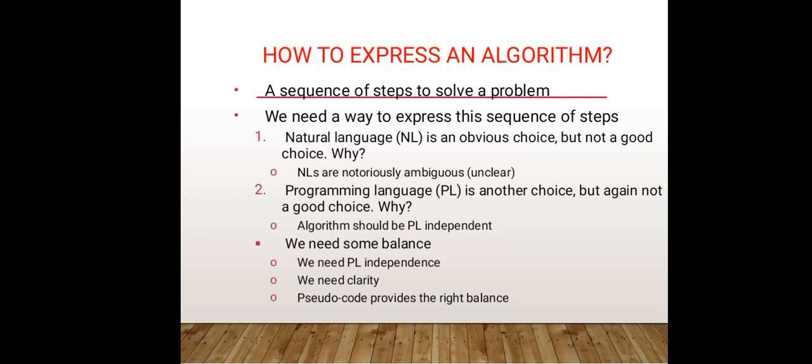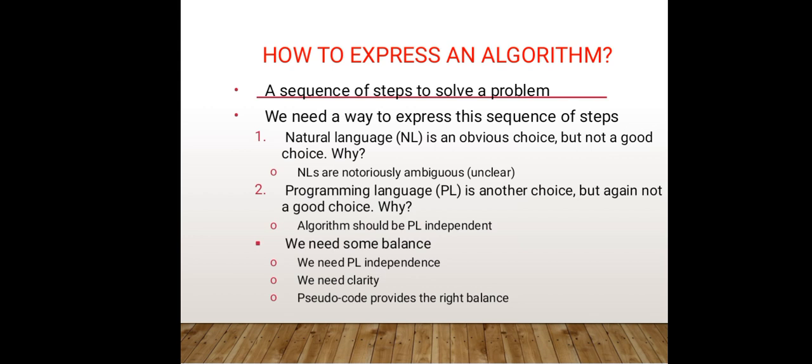When we say natural language is an obvious choice, but not a good choice, it is because it is notoriously ambiguous and unclear. Then programming language is also another choice, but again, not a good choice. Why? Because an algorithm should be programming language independent. Yes, you need to program them independently, and we need some balance.